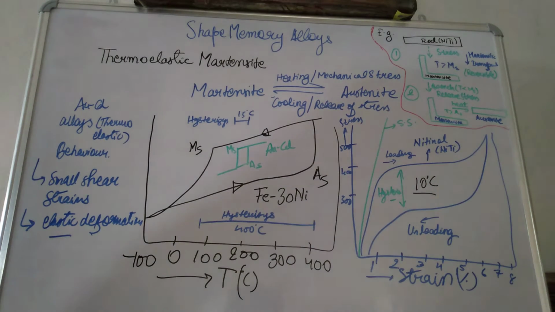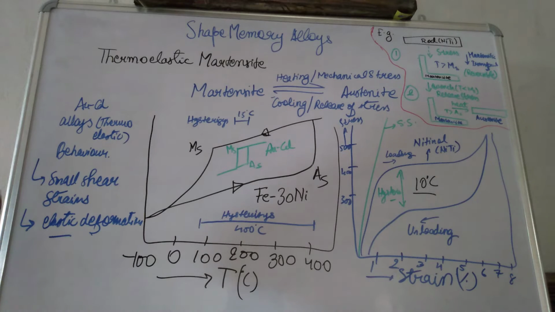So, now the different kind of materials called shape memory alloys. The basic property of these alloys is that they are able to remember their so-called original shape and return back to it using the principles of phase transformation.